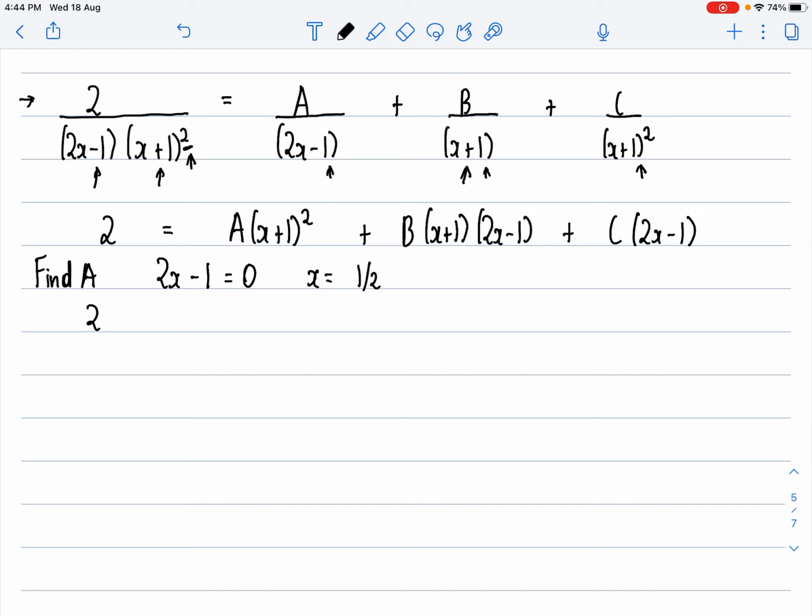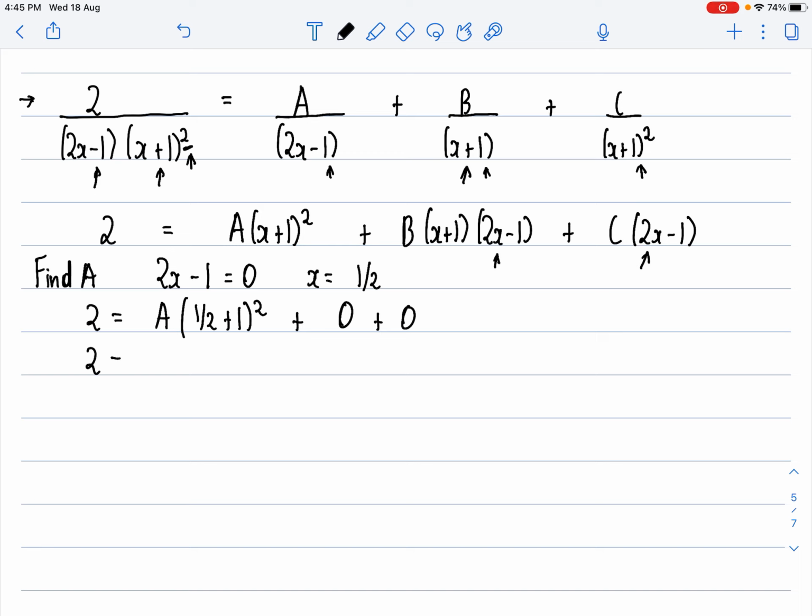Correct? So now substitute this value. So you get 2 equals to a into 1 over 2 plus 1 the whole square. Plus, I know when I put half inside the bracket here, I'll get a full 0. Plus, when I put half here, I'll again get a 0. Correct? Because this full thing, that was our main motive. That's why we equated 2x minus 1 to 0, so that this full thing here becomes equal to 0. And a is the only variable we have.